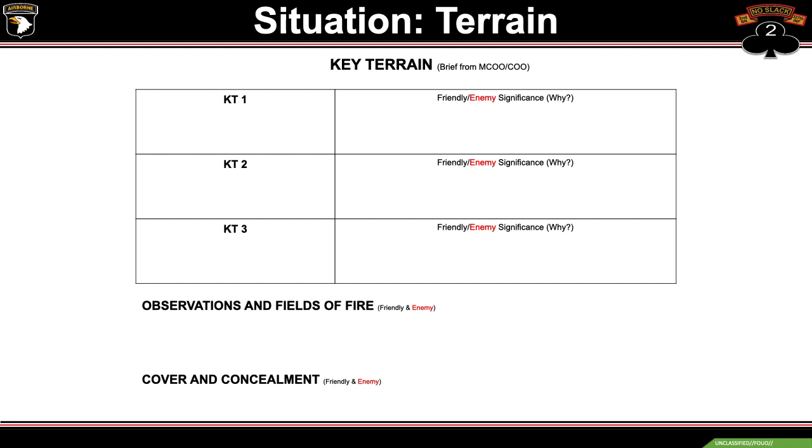And then underneath that, talking about the observation and fields of fire. So this is important for us for our 240 positions, ensuring that they can maximize their engagement lines and the actual range of the weapon systems. And then cover and concealment, because when we're looking for mortar firing points, does it provide us concealment, but then does it have enough open overhead cover to where we can still fire our rounds?